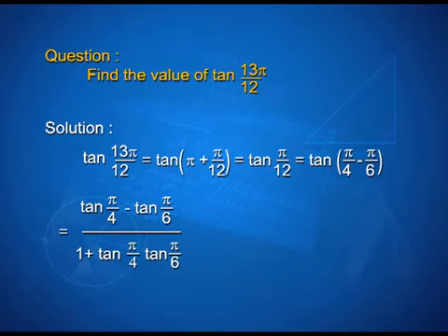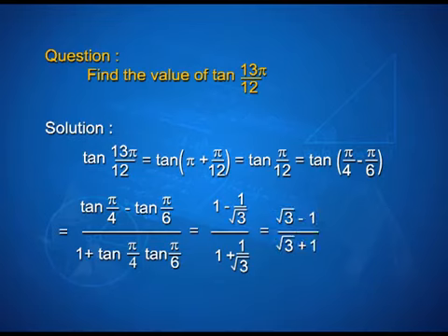We know the values of tan pi by 4 and tan pi by 6. We can simplify this as 1 minus 1 upon root 3 divided by 1 plus 1 upon root 3. On simplification, this gives us root 3 minus 1 upon root 3 plus 1. On rationalizing the denominator, we can simplify this to get the result as 2 minus root 3.